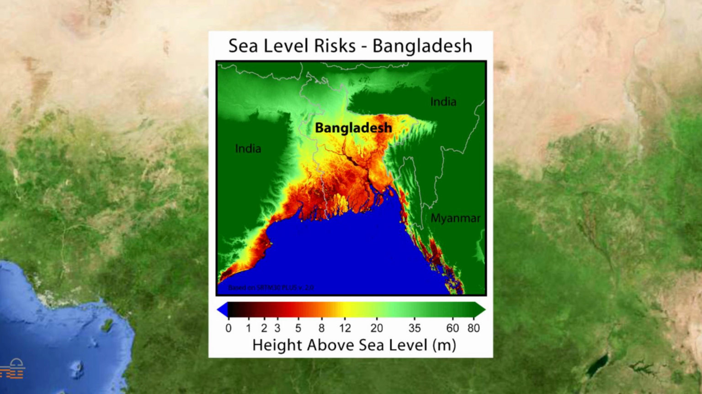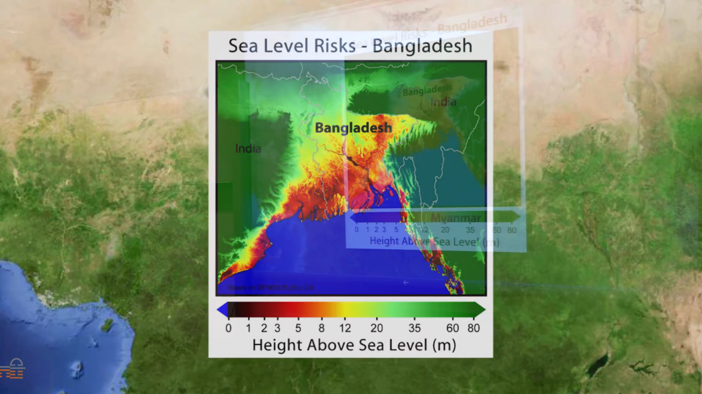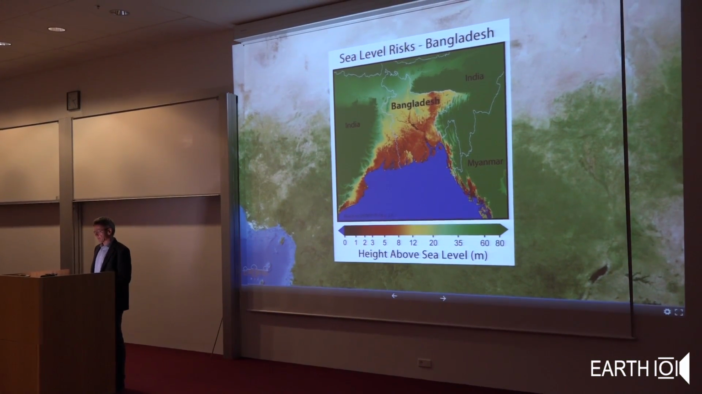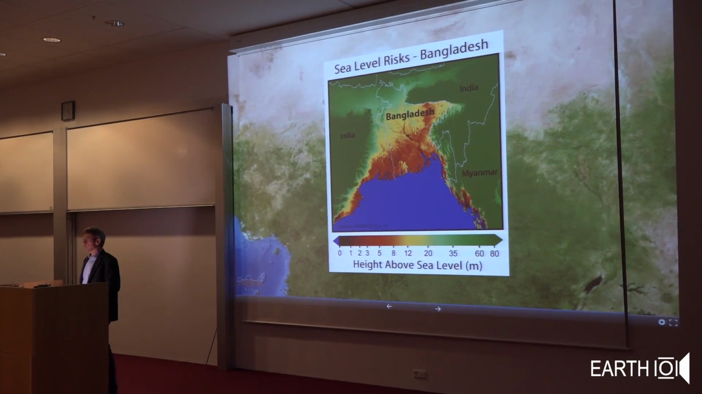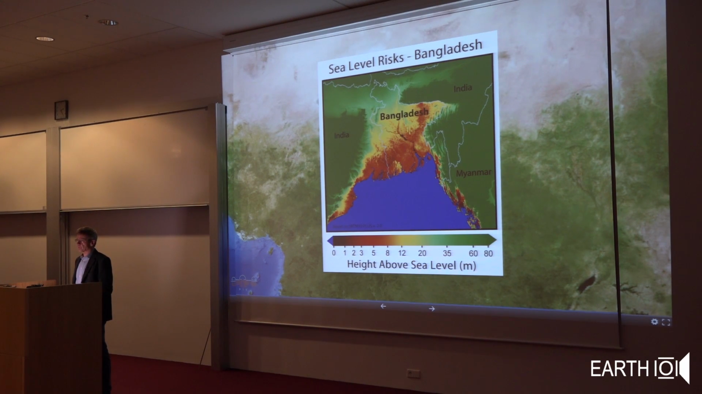Another place that has no such option is Bangladesh. You can see here that a large part of Bangladesh with a very large population is very close to sea level, and Bangladesh has already in the past experienced devastating storm surge events because they're also in the path of tropical cyclones, and it's one of the poster children of high-risk areas from sea level rise.